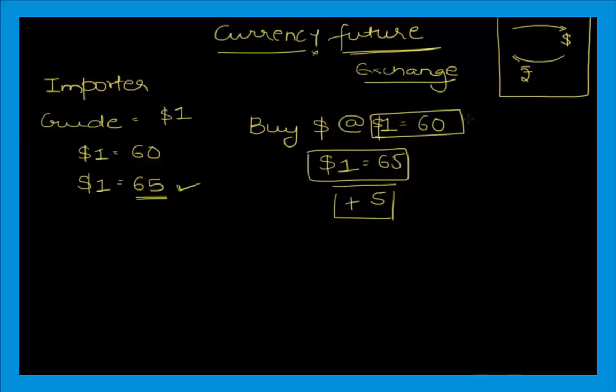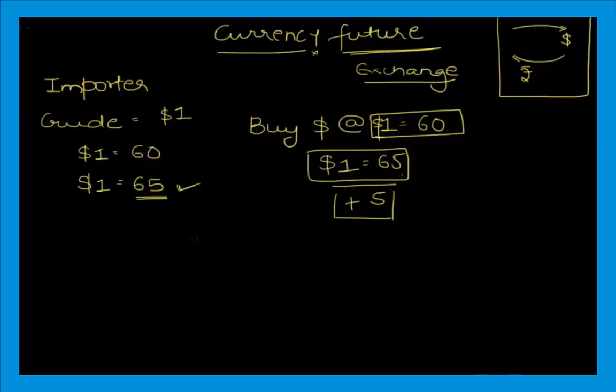What I mean when I say it's a pure profit and loss settlement is, if 60 is what you bought the dollar at and tomorrow the dollar becomes 65, you make a 5 rupee profit. You actually don't have to buy it at 65 and sell it at 60 and all that. No, you bought it at 60, it became 65, you make a flat profit of 5 rupees.